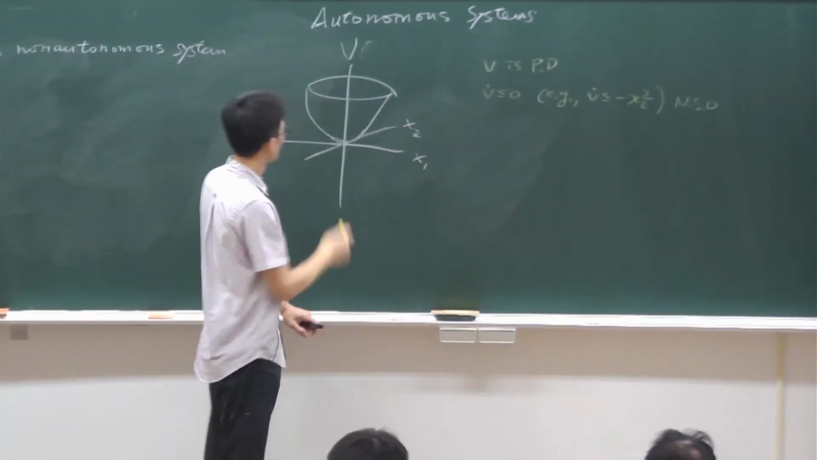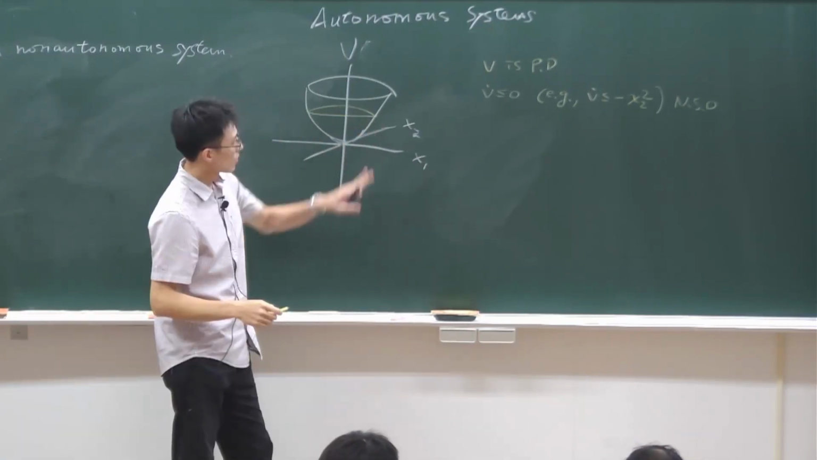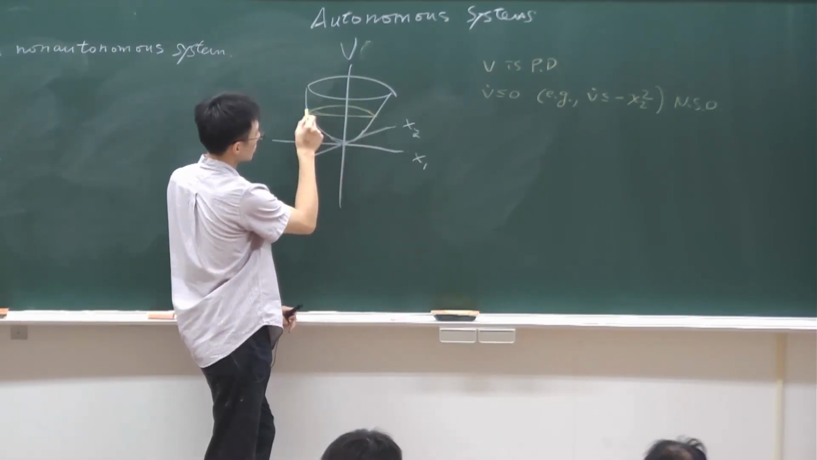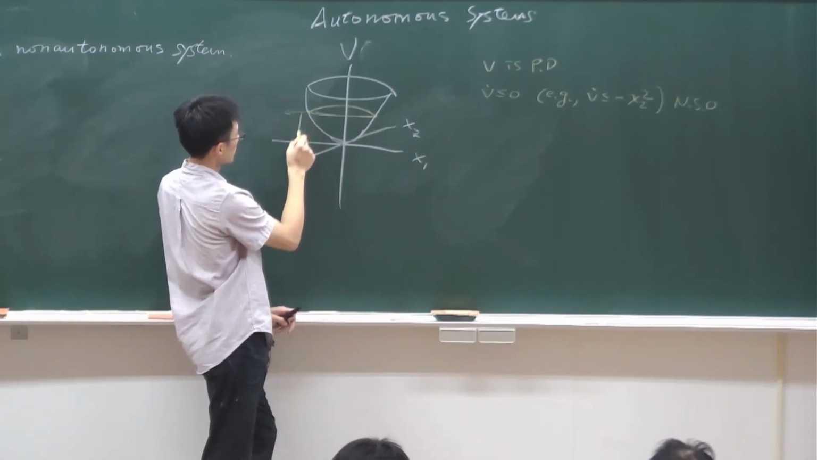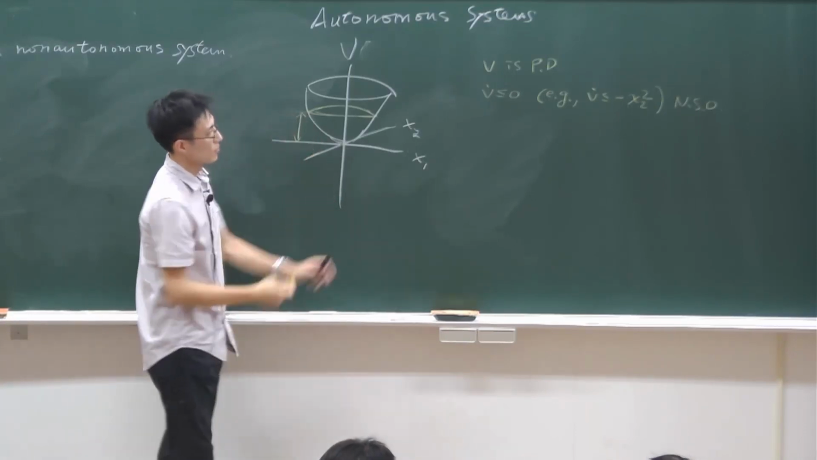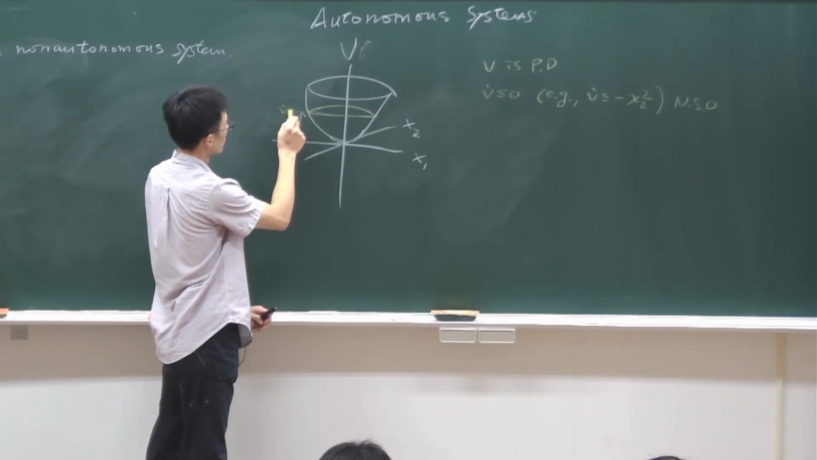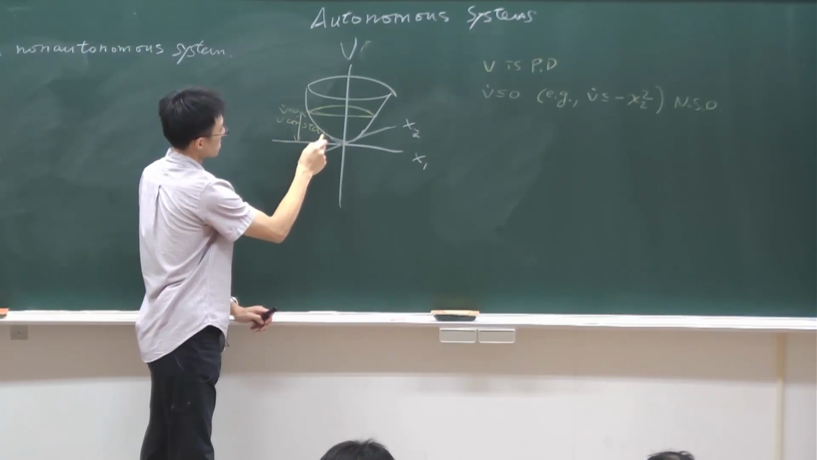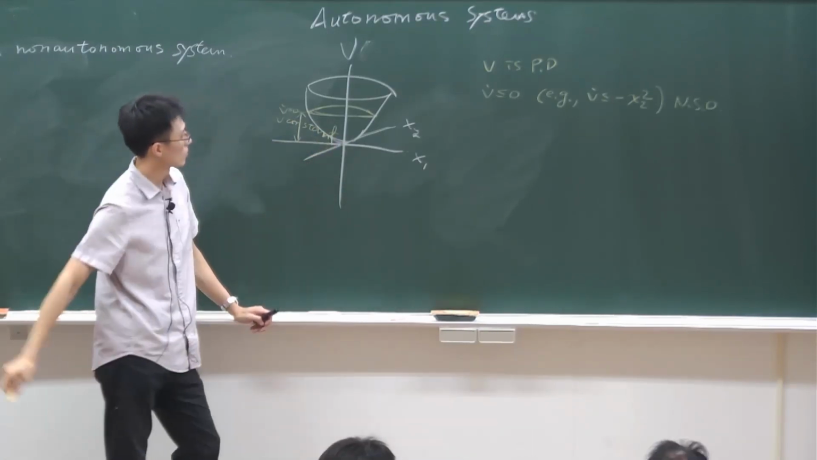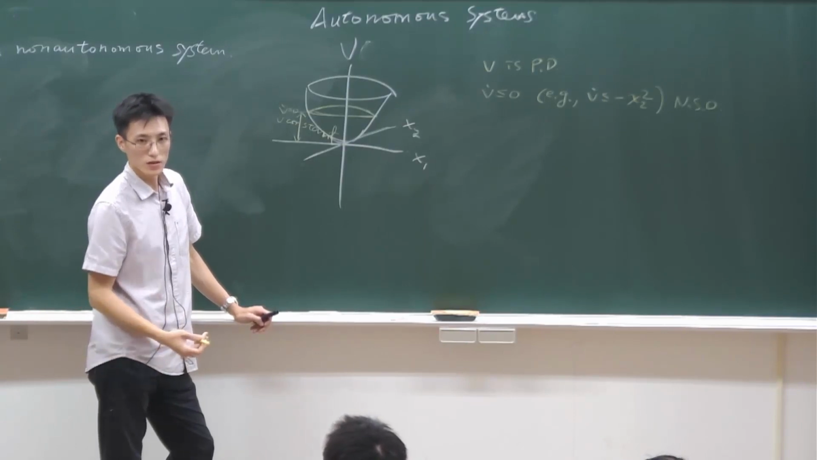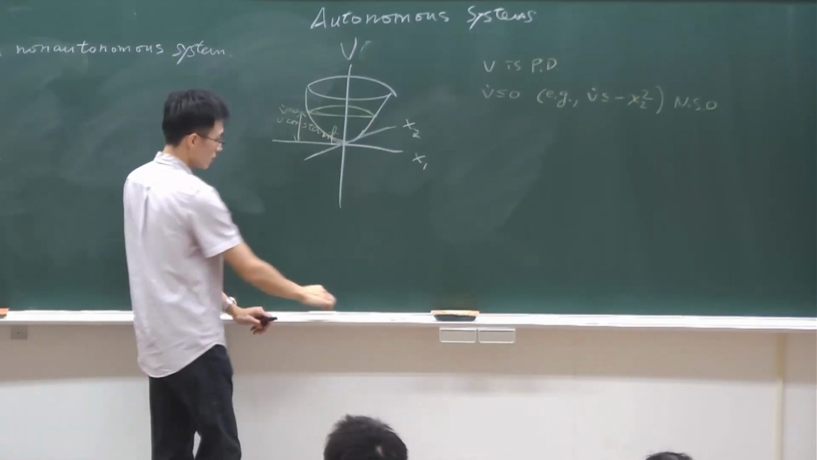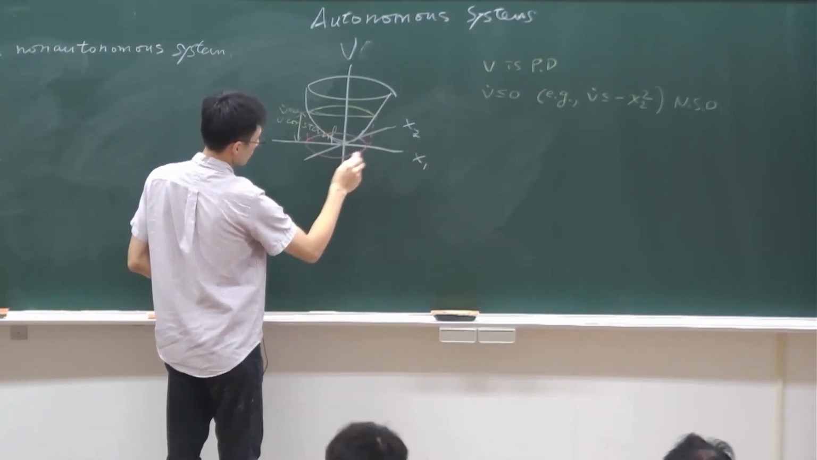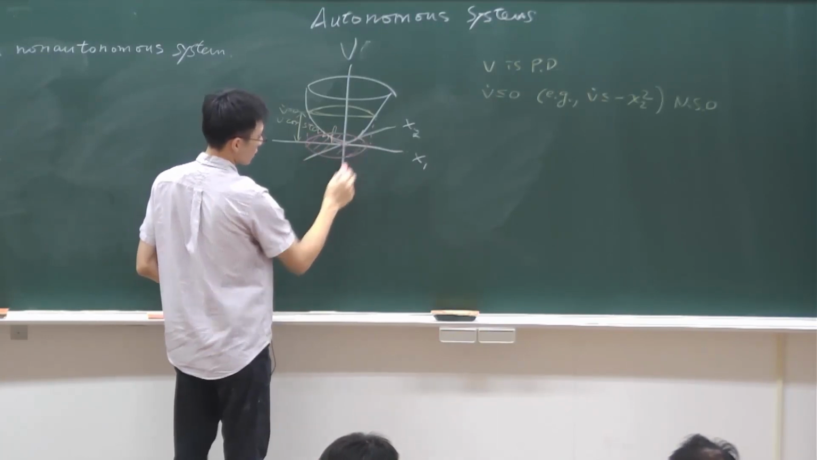That means that V dot equals 0 when x2 is 0. So it stops here. V is a constant. It's a constant because V dot is 0, right? So what's the invariant set in this case? The invariant set is the projection of this V onto the state space or the phase portrait, right?